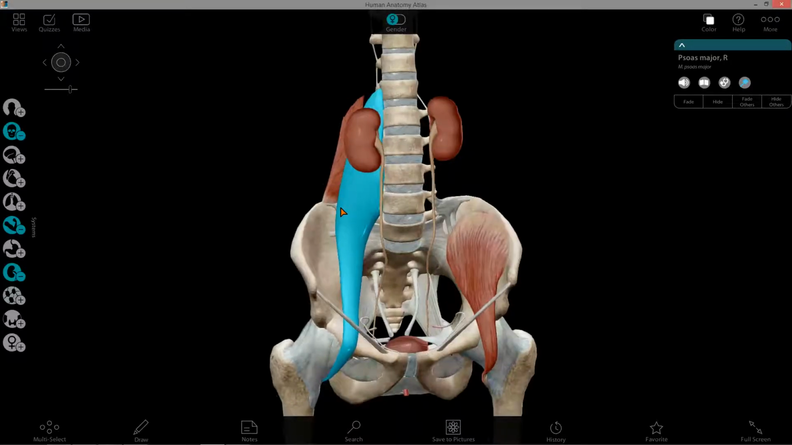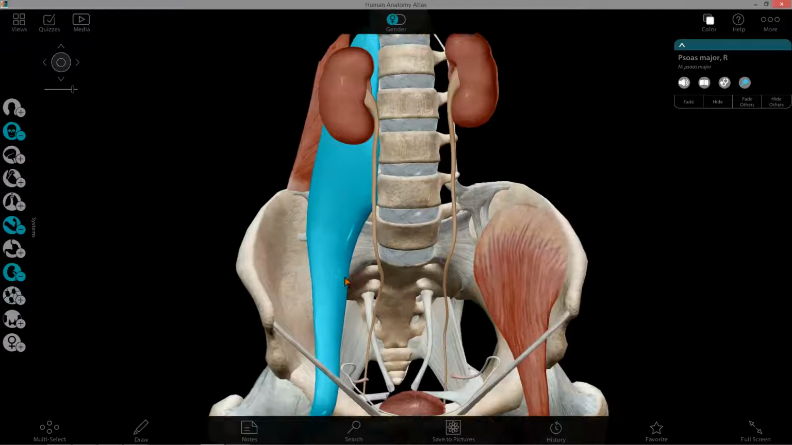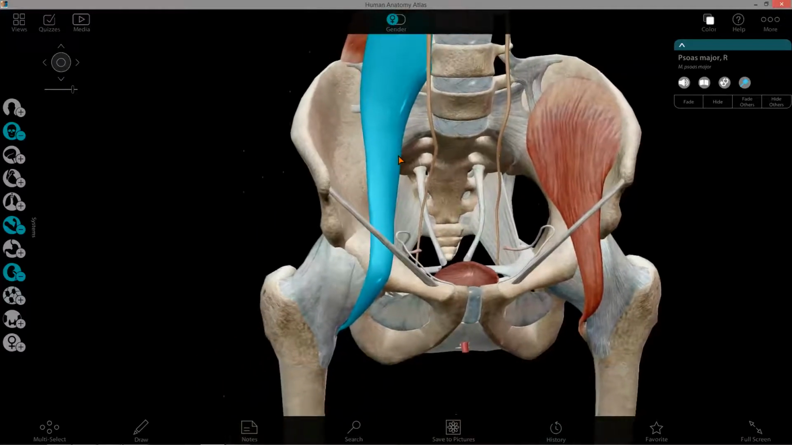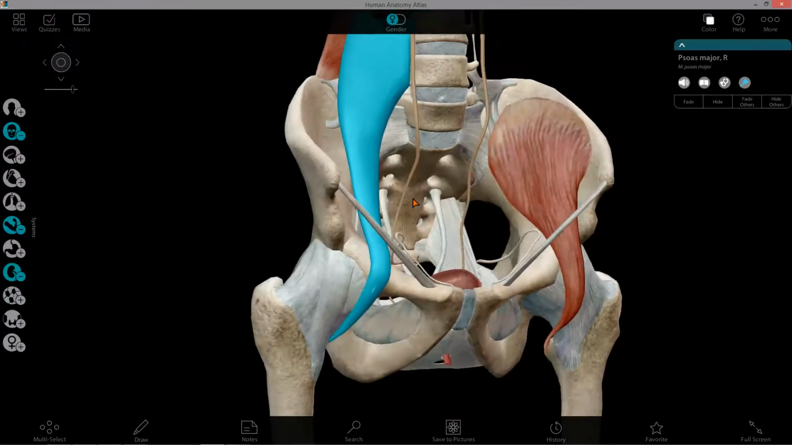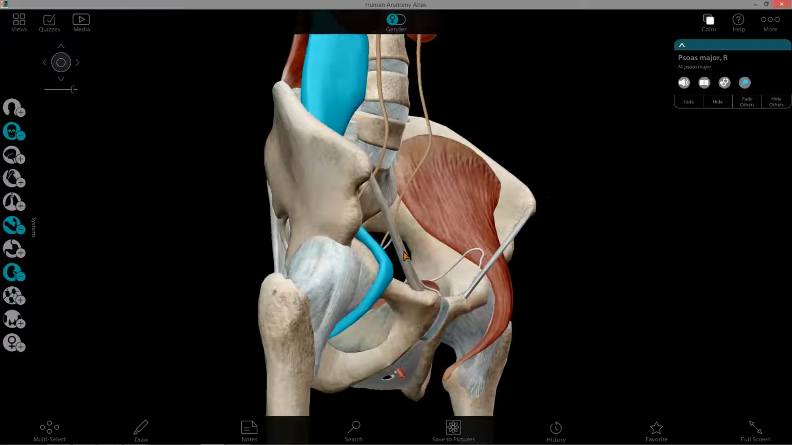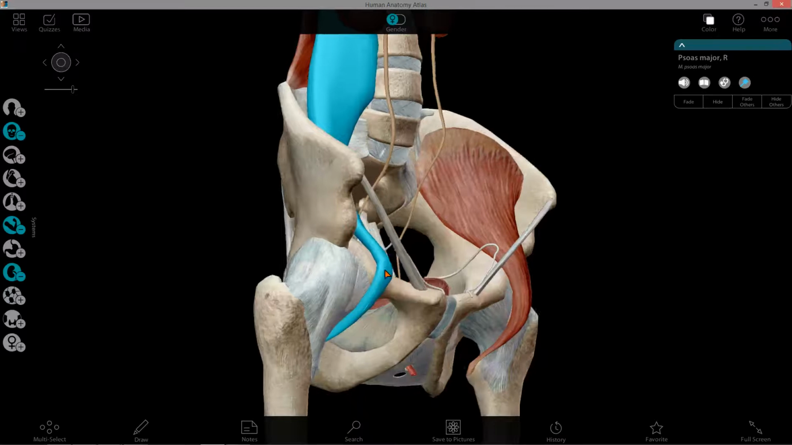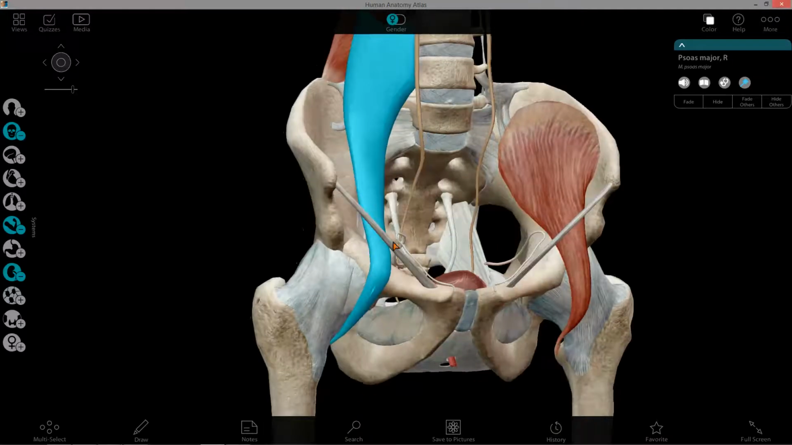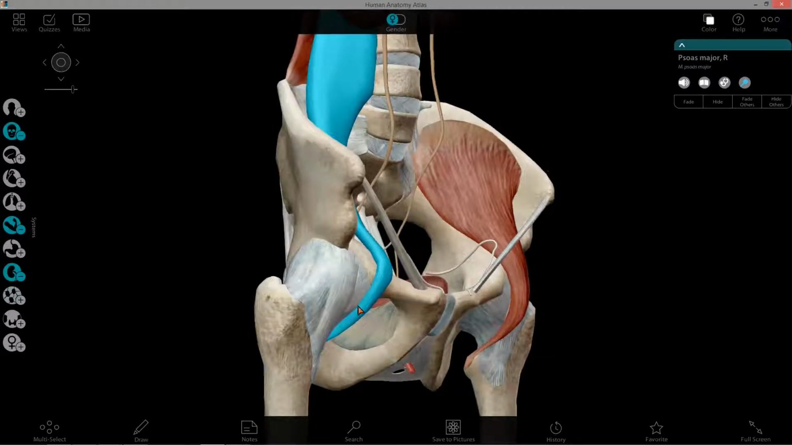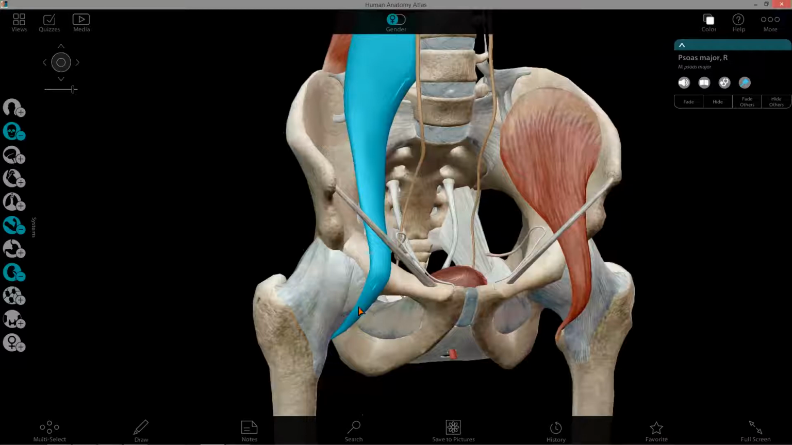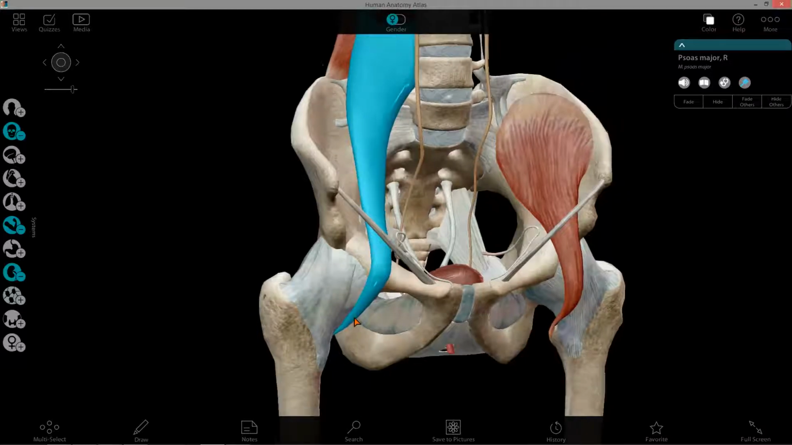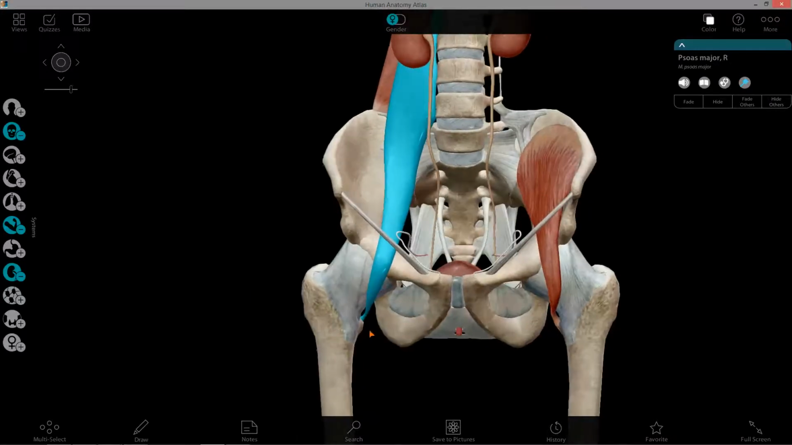It enters the thigh deep to, so if we just zoom in a bit here and move inferiorly, it enters the thigh deep to or posterior to the inguinal ligament. So recall the inguinal ligament extends between the ASIS, which I'm outlining here, and the pubic tubercle. We can see how the psoas major, highlighted now, travels deep to or posterior to that ligament in order to enter the thigh. Once entering the thigh, it attaches to the lesser trochanter of the femur.